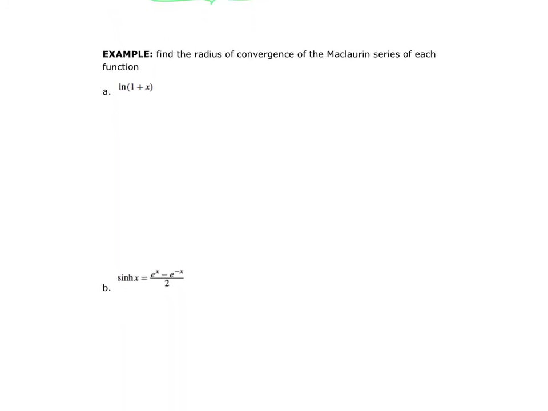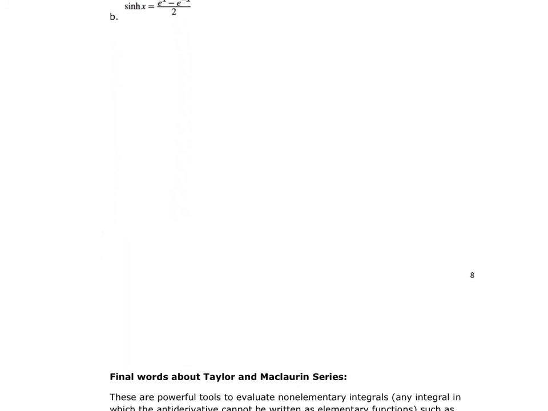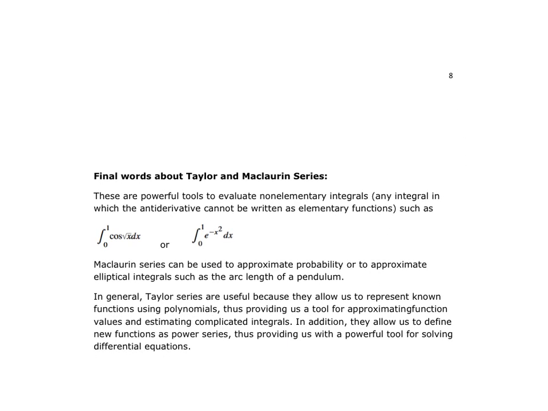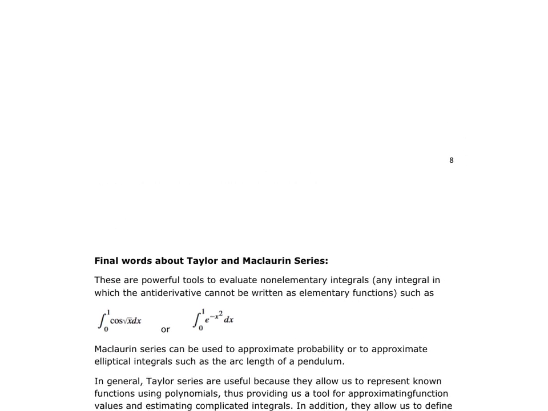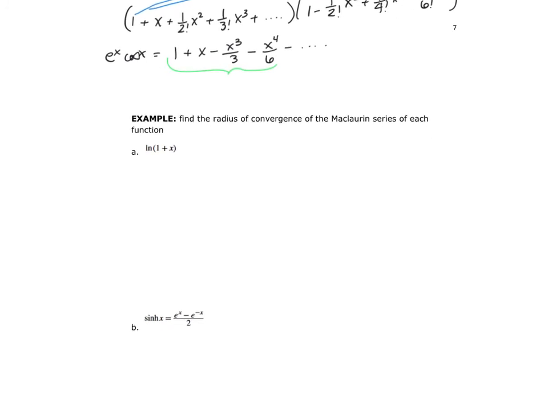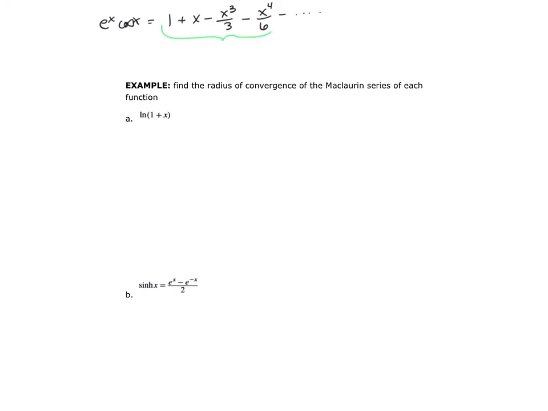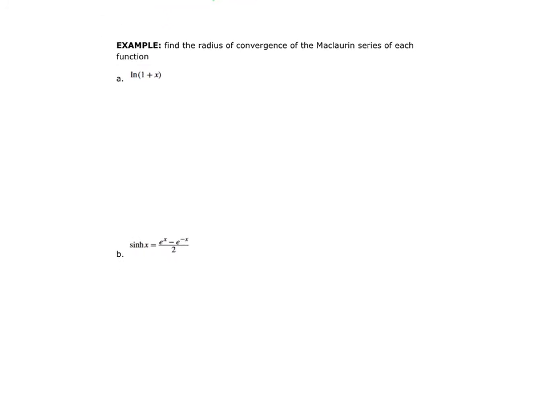On these last couple of examples, and I only have 2 more examples to do, and then this is done, because we're just going to talk a little bit about the final word. So let's just look at these last 2 examples. We want to find the radius of convergence for each one of these series. I have the natural log of 1 plus x.